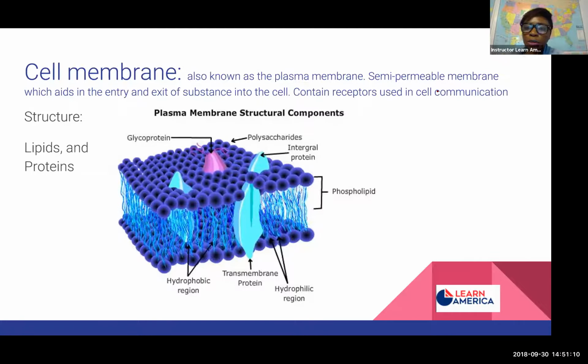All right, so now we're going to move on to the membrane-bound structure. This is the cell membrane, and the cell membrane is crucial to the function of the cell. The cell membrane, once again, is also known as the plasma membrane. It's semi-permeable, which aids in the entry and exit of substances into the cell. It contains receptors, and mainly, a lot of people forget about this, it's used for communication. So there are receptors that allow materials to move in and out of the cell.